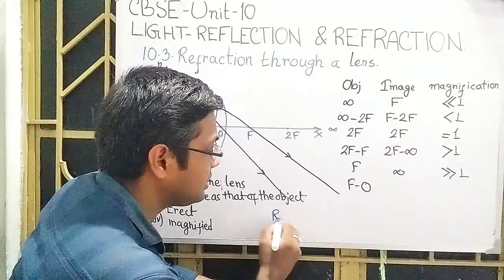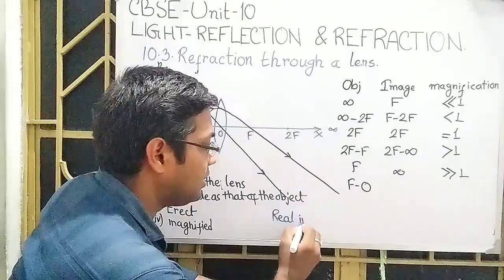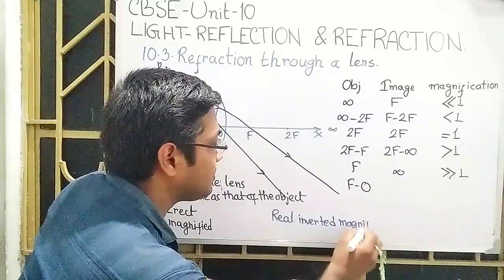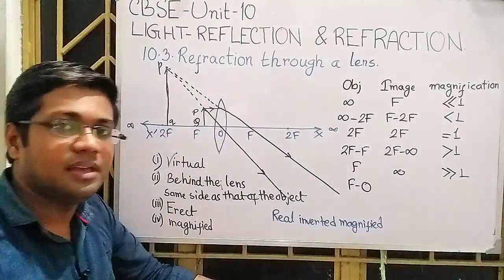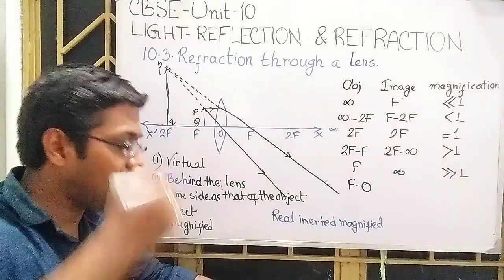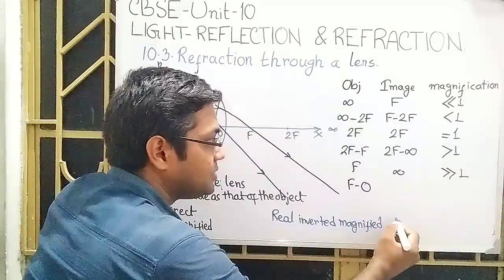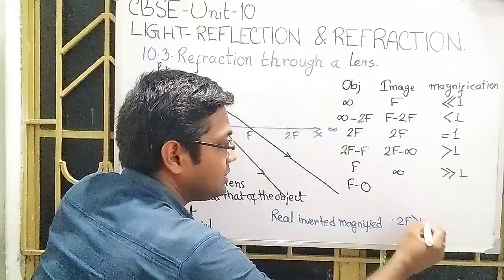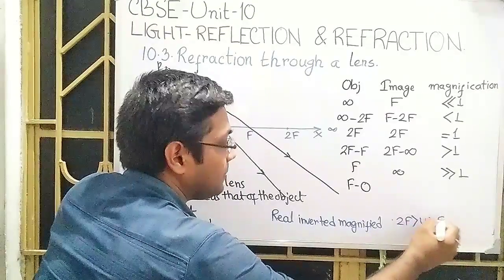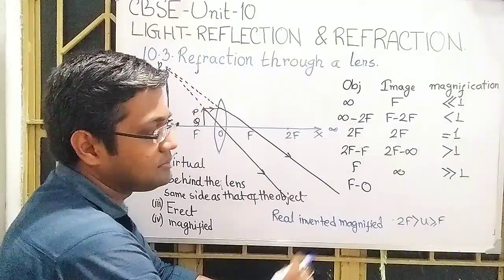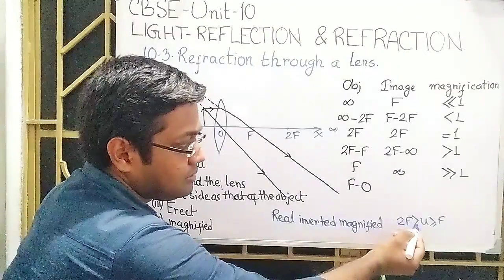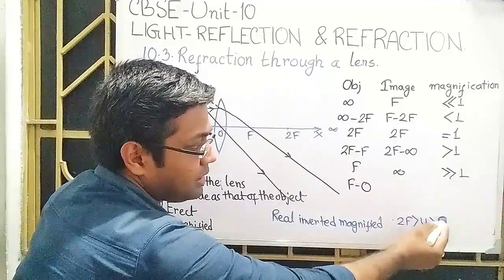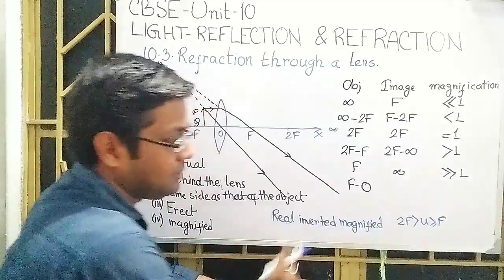If you want to get a real, inverted, magnified image, then you have to place the object between 2f and f. The image distance will be greater than 2f. So u is less than 2f but u should be greater than f.